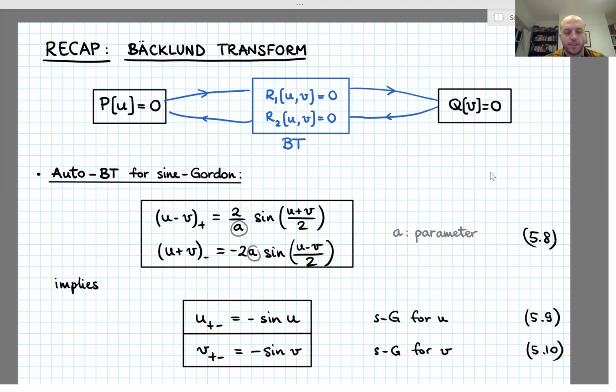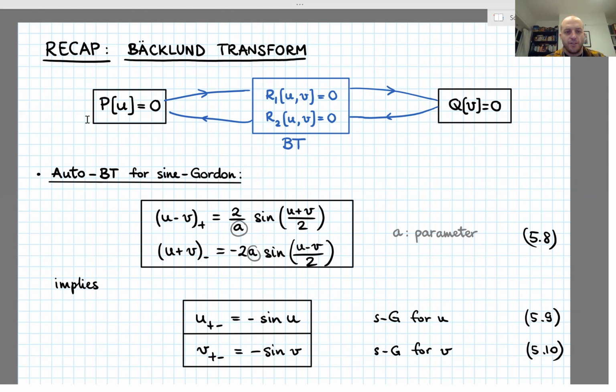Last time we introduced a solution generating technique known as the Backlund transform, which allows us to move from the solution of a differential equation P of u equal to 0 to the solution of another differential equation Q of v equal to 0. And the machine that allows us to do this is the Backlund transform, which is given by a pair of relations between the field u, which satisfies the first differential equation, and the field v, which satisfies the second differential equation. And this is a so-called Backlund transform.